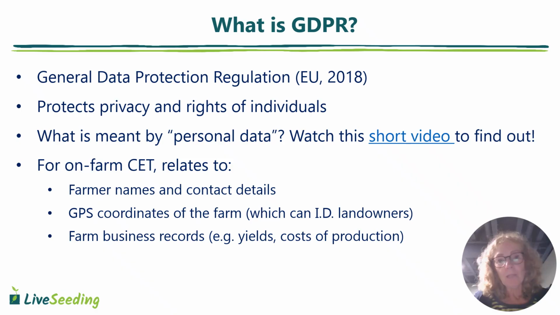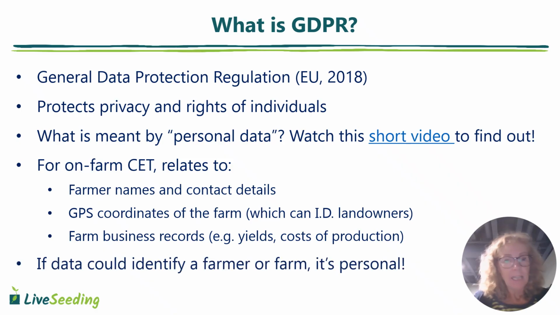But basically what that short video explains is that really anything that can identify a farmer or a farm makes the data personal, right? So in on-farm cultivar evaluation trials, this could be things like farmer names and contact details, but it also could be GPS coordinates of the farm, because that can identify landowners. It could be even farm business records if they're linked to some of the farmer's personal information, right?